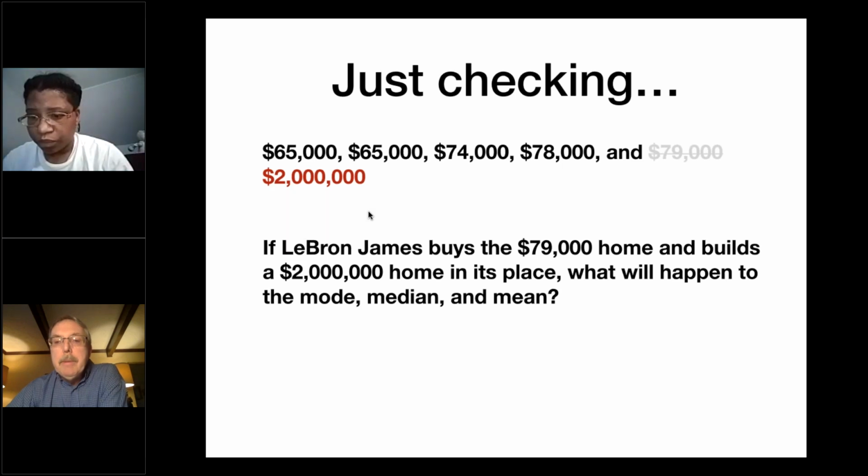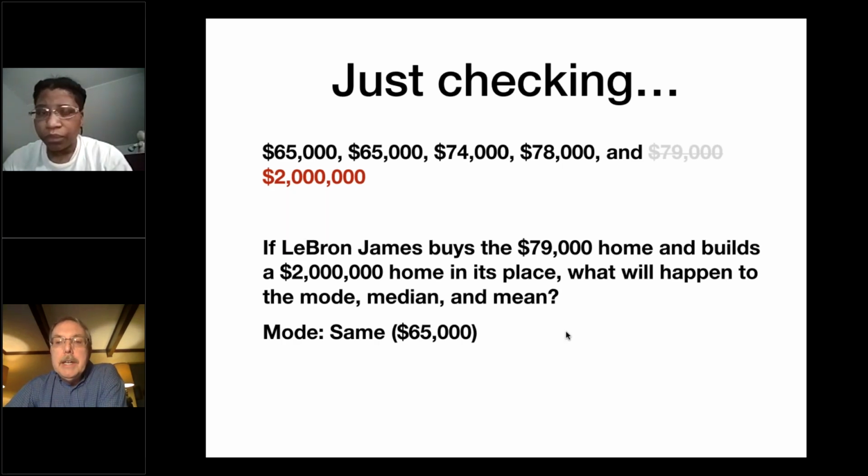And so what would happen to the mode in that case with this list of 5? There's still 5 numbers. This number still appears twice. The other numbers only appear once. So the mode is the same. It's still $65,000, because that shows up 2 times. The other numbers only show up 1 time. 74,000, 78,000, 2 million. Those just show up 1 time. So the mode actually stays the same.